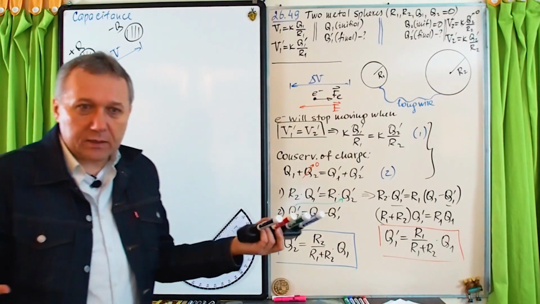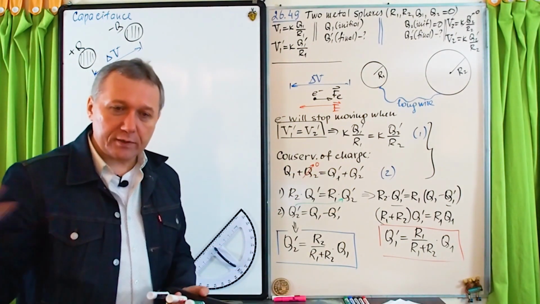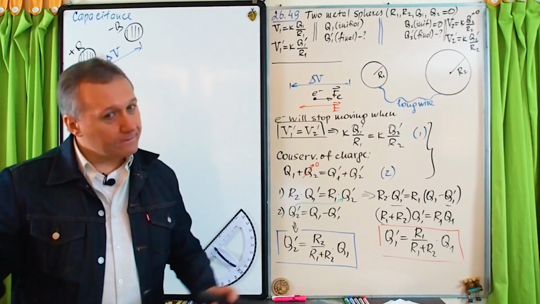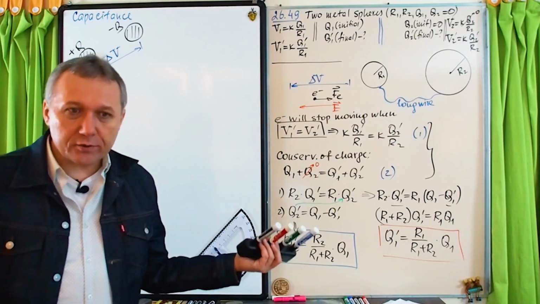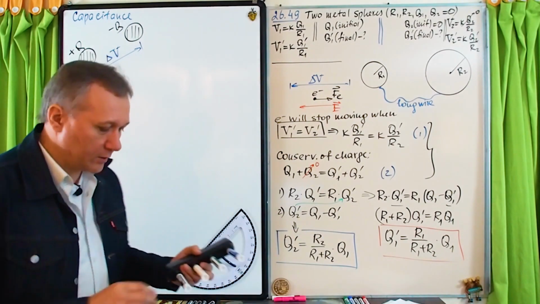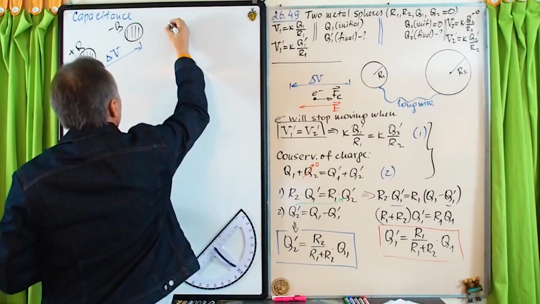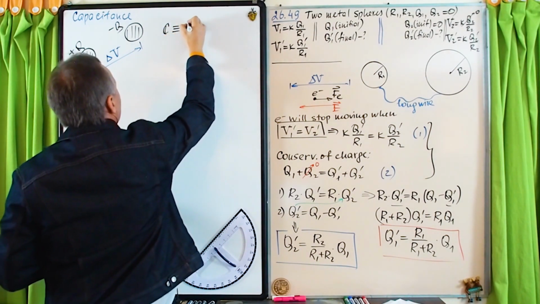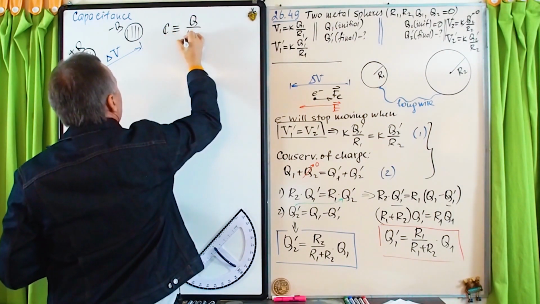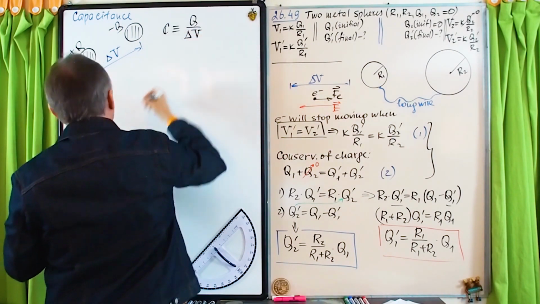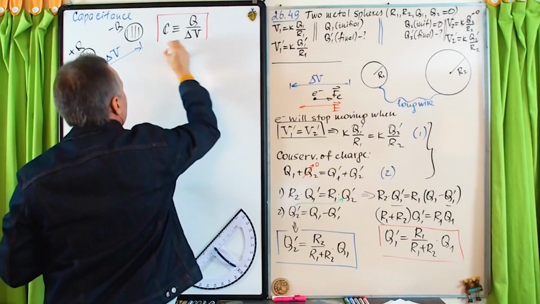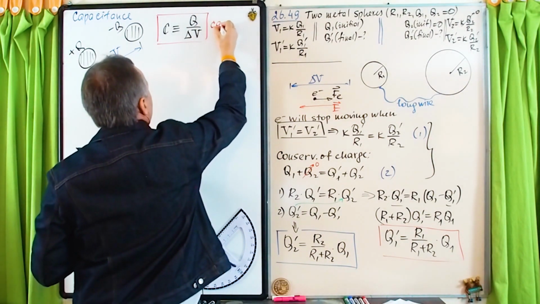Because it's exactly the same number. You take the ratio Q over delta V, and it doesn't matter what the charge or the potential difference is. The same number. It's something intrinsic to this system. So it makes sense to give a special name. C equals, I will put three lines for by definition, Q divided by delta V. That's what capacitance is.